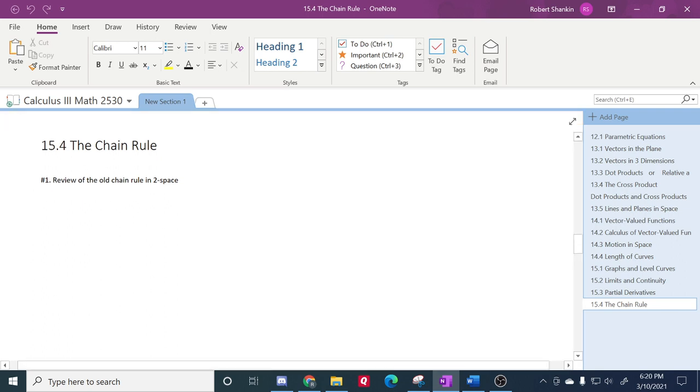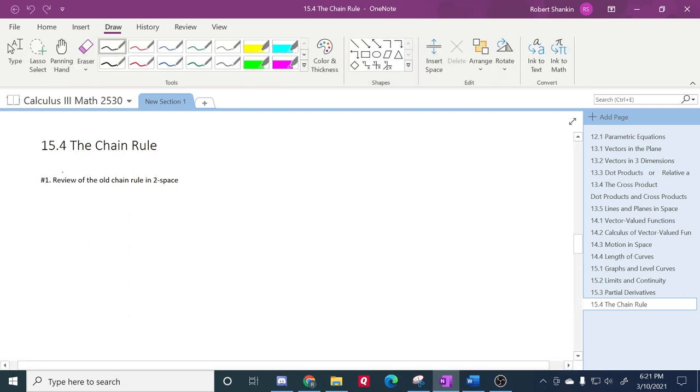Let's review the chain rule, the old chain rule in 2 space. The point I'm going to make here is that it's an incredibly obvious, incredibly intuitive rule. So much so that you don't really need a proof of it. It'll jump out at you if you can see it in the right way. So I'm going to use an example where we're going to use the chain rule.